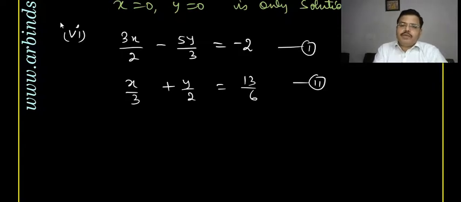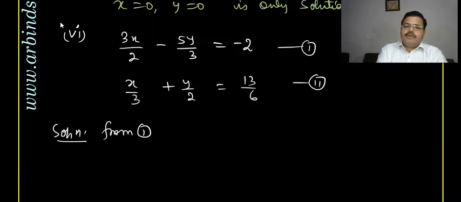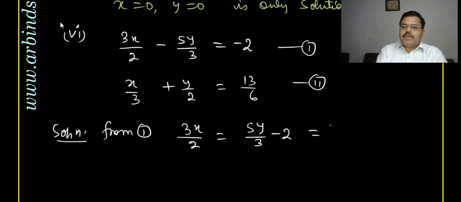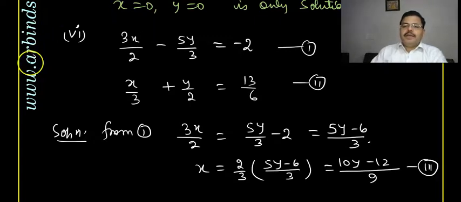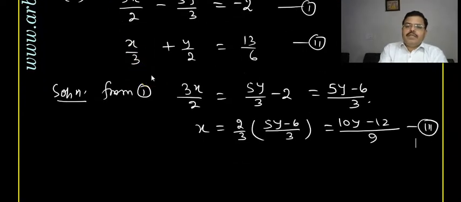Now, from the first equation, I am going to write here. From the first, 3x by 2 is equal to 5y by 3 minus 2. That will come this side, it will be positive. So that is (5y minus 6) by 3. If I am writing 3x, then 3 by 2 will go this side, 2 by 3 times (5y minus 6) by 3. Or we can write it as 2 by 3, (10y minus 12) divided by 9. This is equation 3. Okay. Now, since we have drawn from the first, we'll put it in the second.